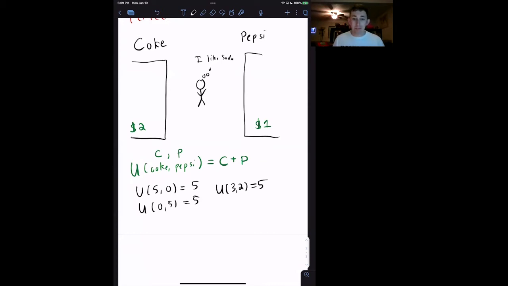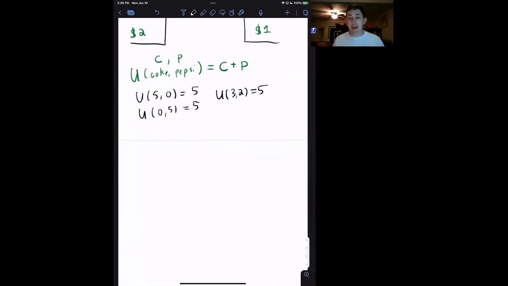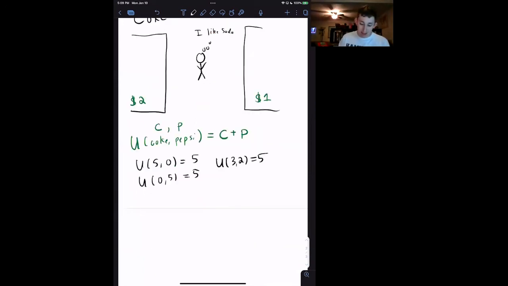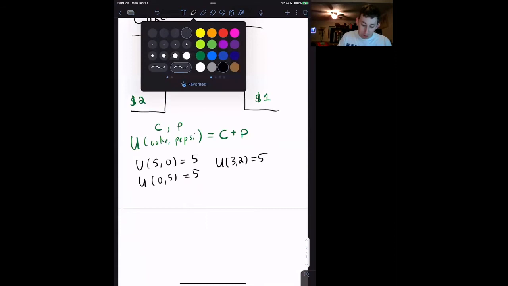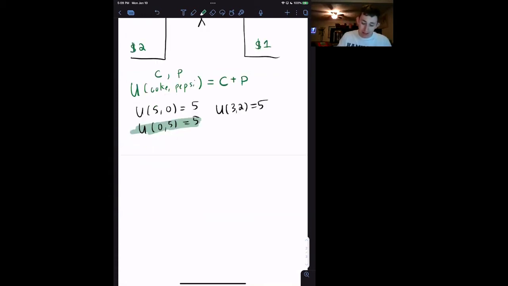Now, the way we are going to think about this problem is, unsurprisingly, if I like Coke and Pepsi the same, but Coke is listed as $2 and Pepsi is listed as $1, then I am going to buy all Pepsi and no Coke because they give me the same amount of utility, and Pepsi is $1 cheaper. I can buy more Pepsi if I spend all my money on Pepsi. So the key takeaway here, unsurprisingly, is that you buy all of the cheaper good.